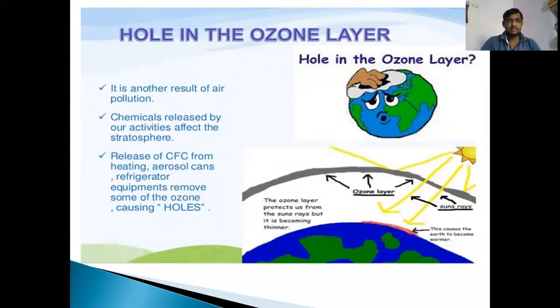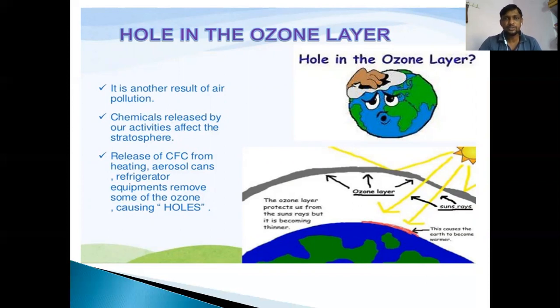Due to this, the hole is formed. We already know that a hole is formed in the ozone layer. Due to these gases, the hole is increasing. In another result of air pollution, chemicals released by our activities also affect the stratosphere. Release of CFCs from heating, all this is causing holes in the ozone layer. So due to these gases, the ozone layer is becoming thin and it is forming a hole.